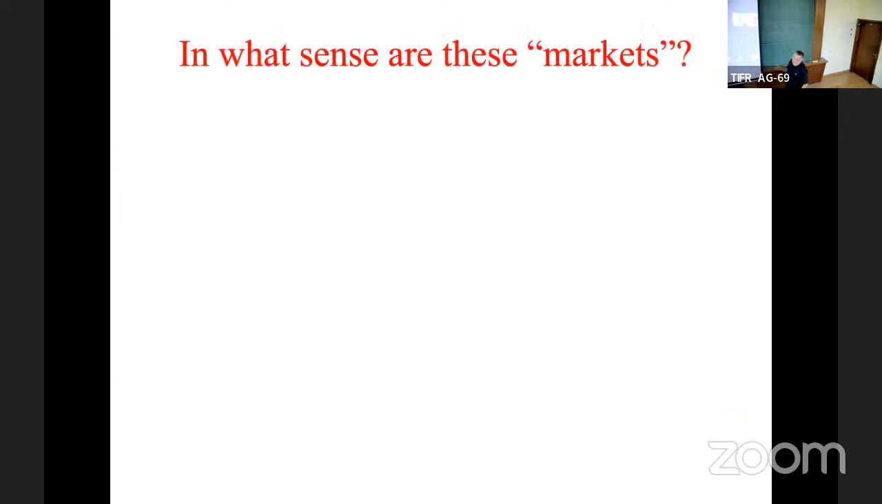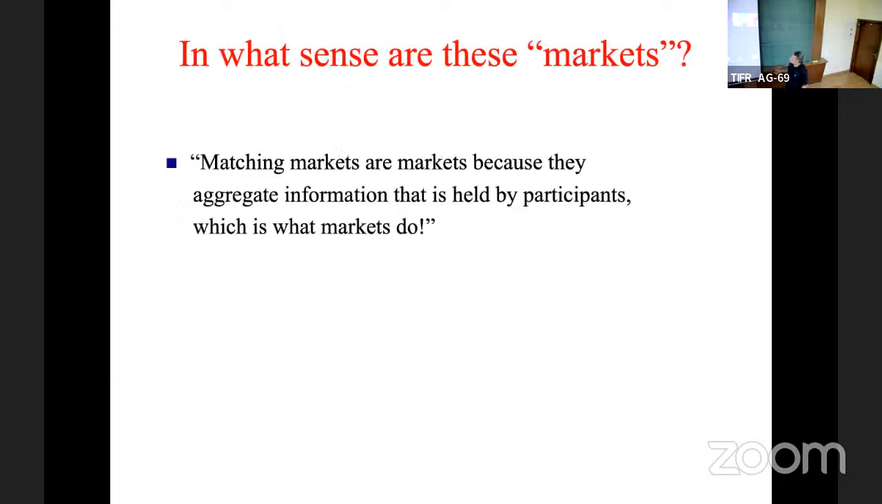Okay. So in what sense are these markets, you can ask? This is a quote from Al Roth. He says that matching markets are markets because they aggregate information that is held by participants, which is what markets do. Your traditional markets do that also, right? How is the price of onions and bananas and petrol determined? It's based on supply and demand, which is based on the information you have in mind, how much money you can spend, what you want, and so on. And the market is just aggregating all that information.